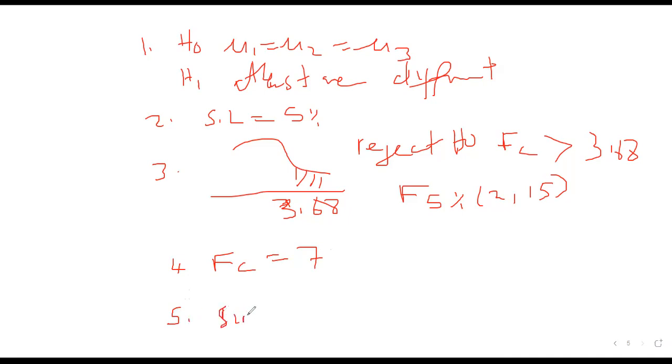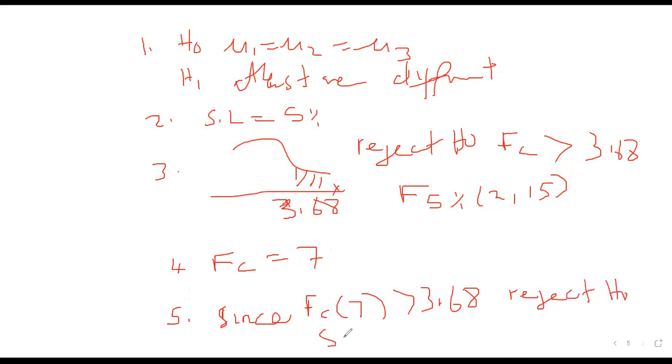Since F calculated, where is F calculated? Is it inside here or in the rejection region? It is here. Since F calculated, which is 7, is greater than what? 3.68. What do we do? Reject H0. Never reject H0. What does it mean? There's a significant difference in the means.